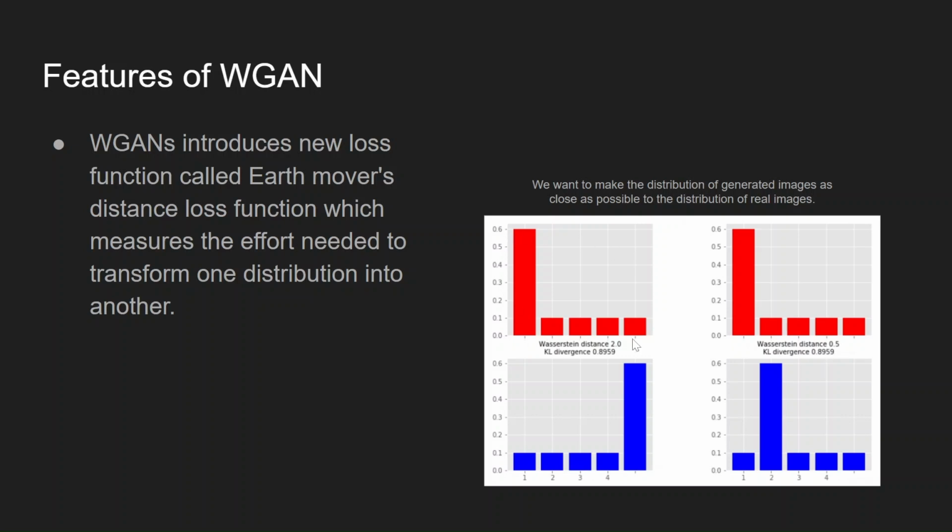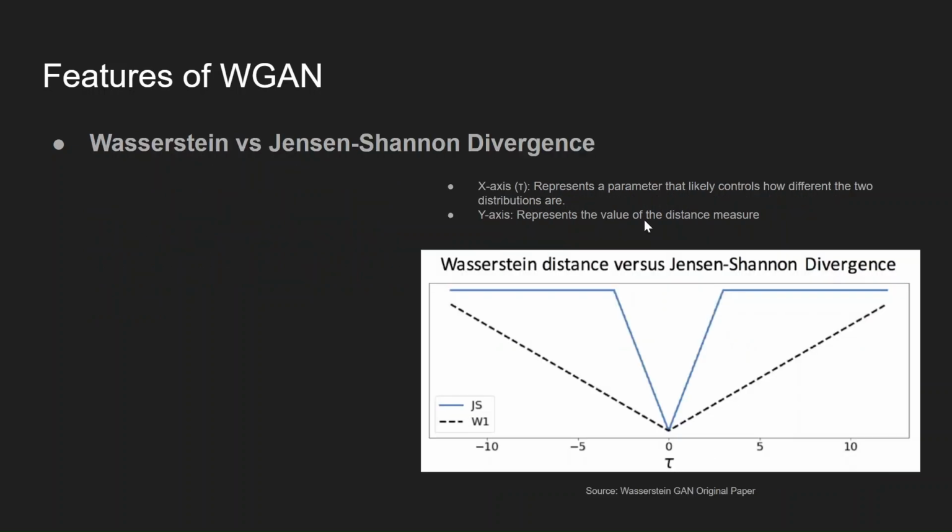And I think this is going to clear up a lot of confusion regarding earth mover's distance and KL divergence loss function. So our ultimate goal in this WGAN is to make the distribution of generated images as close as possible to the distribution of real images. So this is our ultimate goal. Now if you read the original paper, they actually compared the Jensen-Shannon divergence loss function with the Wasserstein distance loss function.